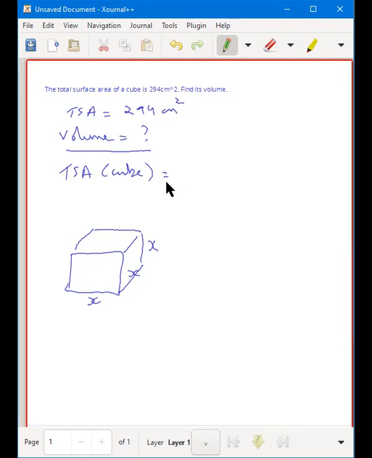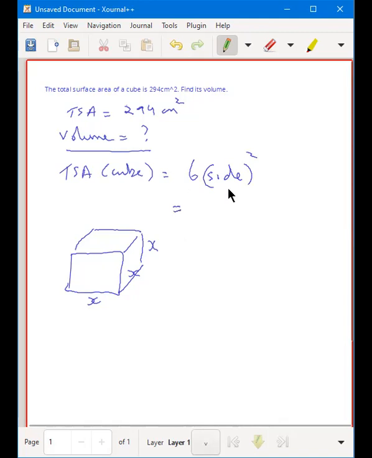I've explained this to you in detail. Had you been paying attention, you would have known this. I'm waiting for your answer. 6 into side square. Yeah, 6 into side square.